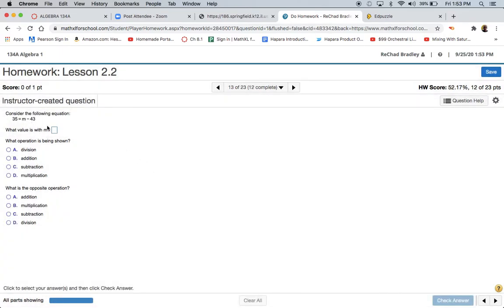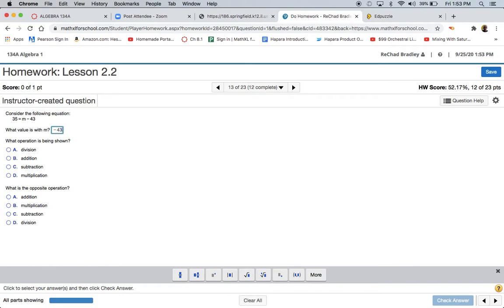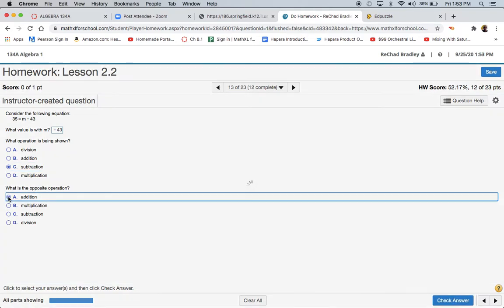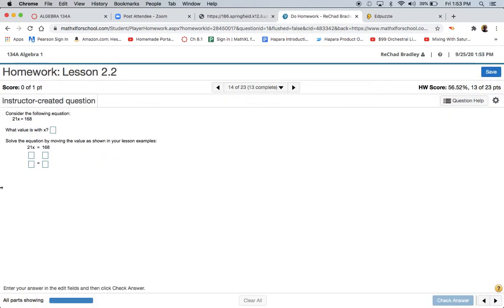The value with m is negative 43. That is a subtraction symbol, and so we undo that with an addition symbol. Who's with x is 21.